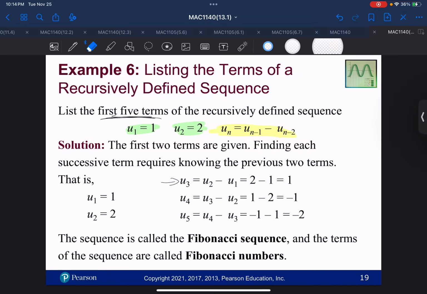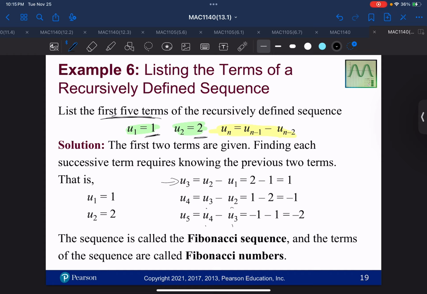So for this sequence, they're always using the previous 2 terms and finding the difference between them. So the first term is always 1, the second term is 2, and then from there we're using the previous 2 terms. So the third term was u2 minus u1. The fourth term was u3 minus u2. The fifth term was u4 minus u3.